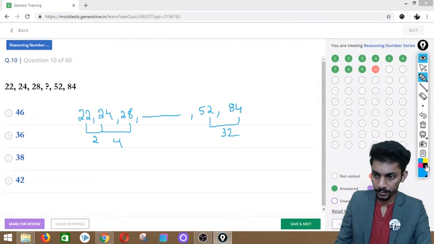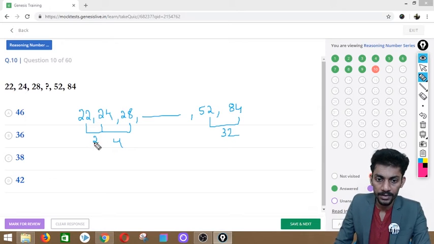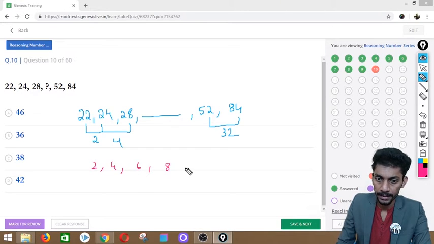Now, if it was normal, 2, 4, 6, 8, it would have been 10. Correct? If the differences were 2, 4, 6, 8, the last would have been 10. But that is not the case here. What is the difference? It is 2, 4, 32. What is the relation between 2, 4 and 32?